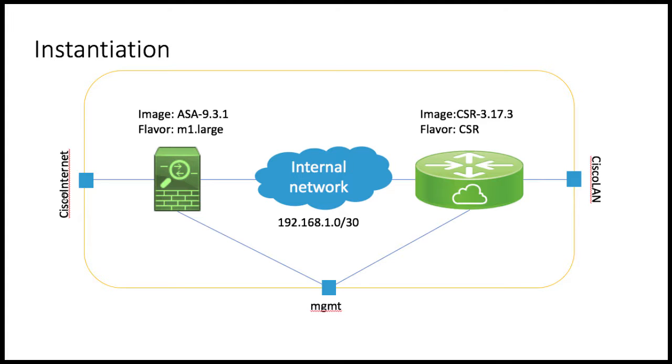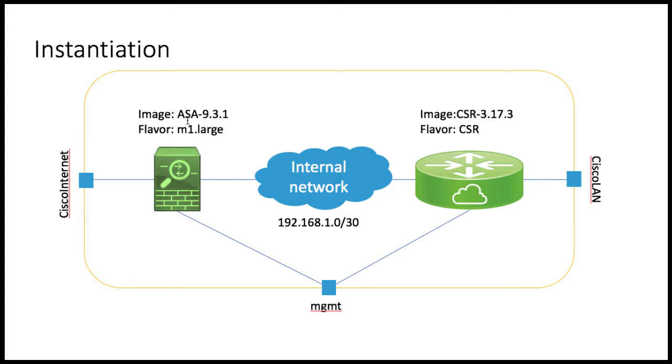So I'm going to attach the internet connection point or service access point of the NS to a network called Cisco Internet. The LAN I'll connect to Cisco LAN, and the management service access point I will connect to a network called management.